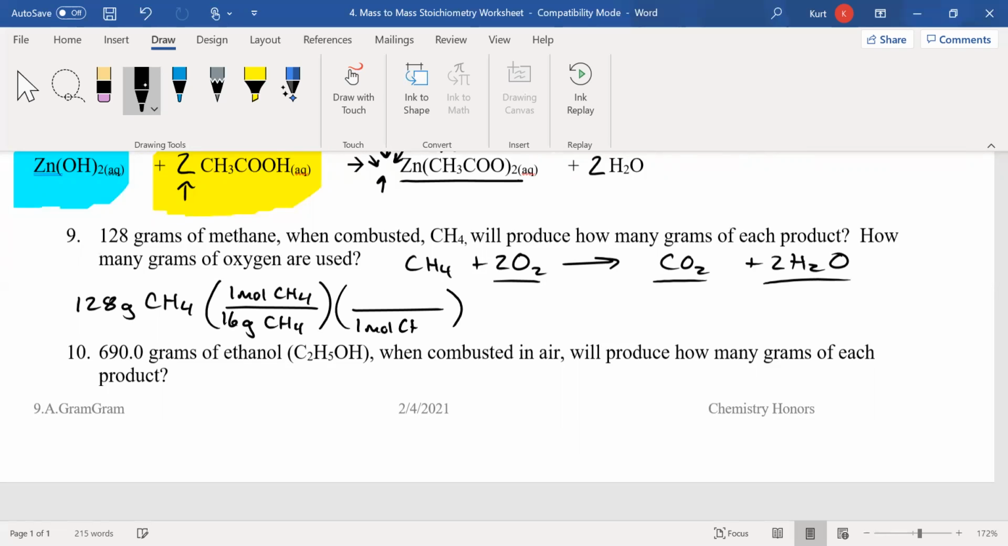1 mole of methane is equal to 1 mole of CO2. And 1 mole of CO2 is 44 grams. Okay. 128 divided by 16 times 44, I got 352 grams of CO2. Anybody else get that? Derek? Okay, so I'm going to erase this work and do the next substance.